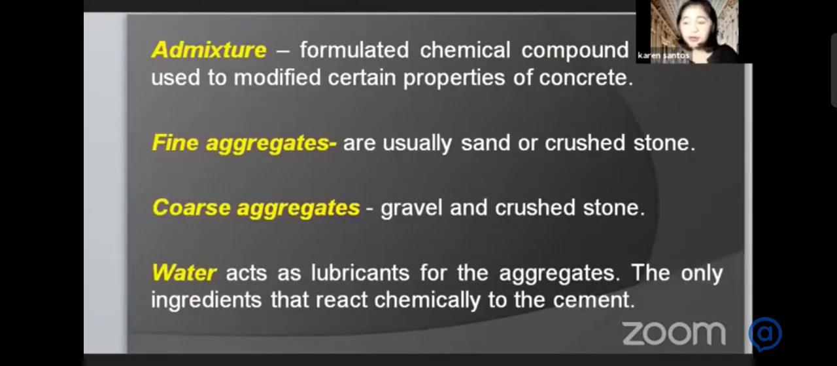Admixture is a formulated chemical compound that is used to modify certain properties of concrete. And when we say fine aggregates, it is usually the sand or the crushed stone. Coarse aggregates pertain to the gravel and also crushed stone. And water acts as a lubricant for the aggregates and is the only ingredient that reacts chemically to the cement.